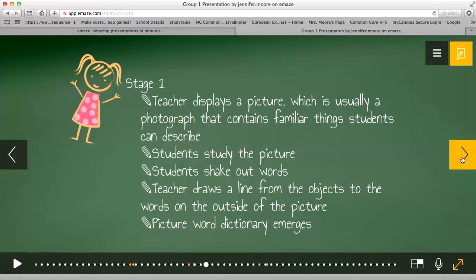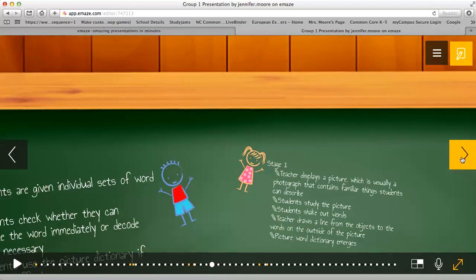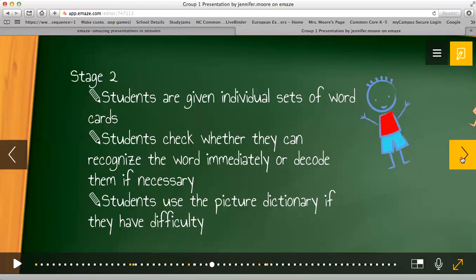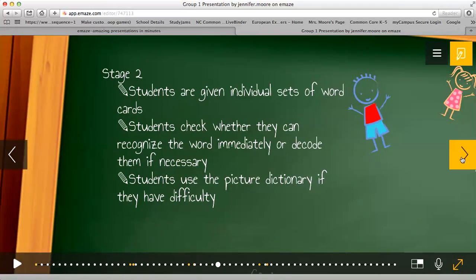Stage 1. The teacher displays a picture, which is usually a photograph that contains familiar things students can describe. Students study the pictures. The students then shake out words. Teacher draws a line from the objects to the words on the outside of the paper. A picture-word dictionary emerges. In Stage 2, students are given individual sets of word cards. Students check whether they can recognize the word immediately or decode them if necessary. Students use the picture dictionary if they have difficulty.